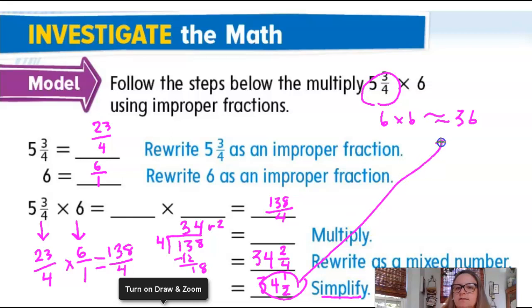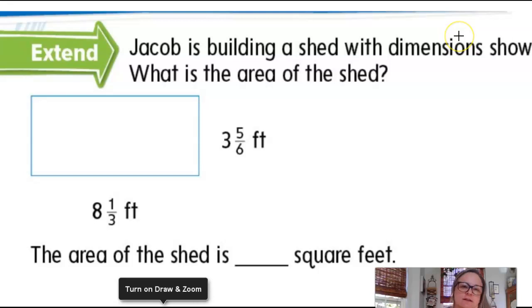I compare it to my estimate, 36. It makes sense. Let's look at this real world problem. If Jacob is building a shed with the dimensions shown below, what would the area of the shed be? I remember from 4th grade that area is equal to the length times the width, right? The length is 8 1/3, the width is 3 5/6.